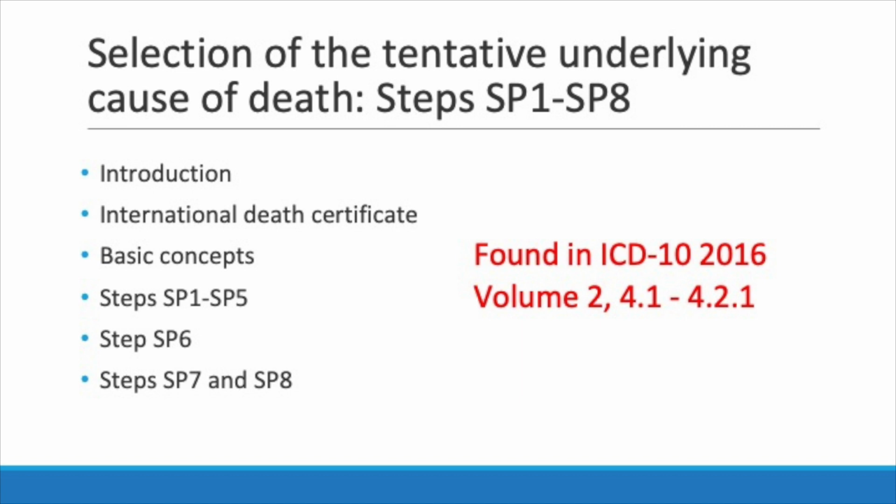After coding all causes of death reported, the first step in choosing an underlying cause of death for statistical presentation is to select the tentative starting point. This is done by applying selection steps SP1 through SP8 as per the rules and guidelines found in Volume 2, Section 4.1 to 4.2.1. This material is covered in other presentations in this series, so if you need a refresher of it, please have a look at other videos on this channel.